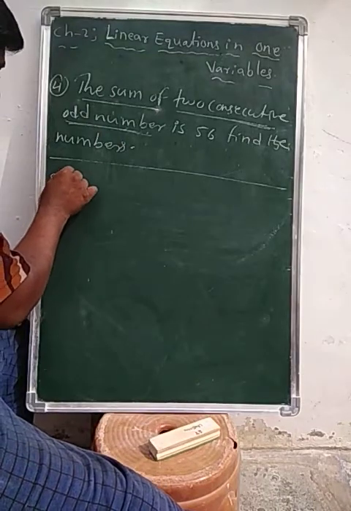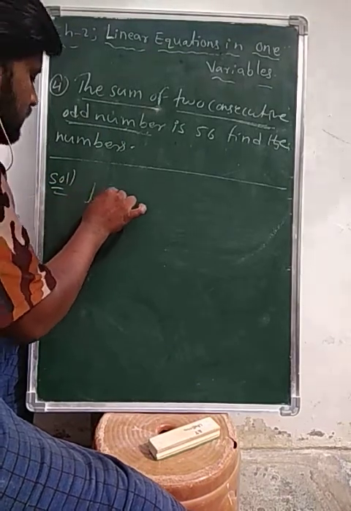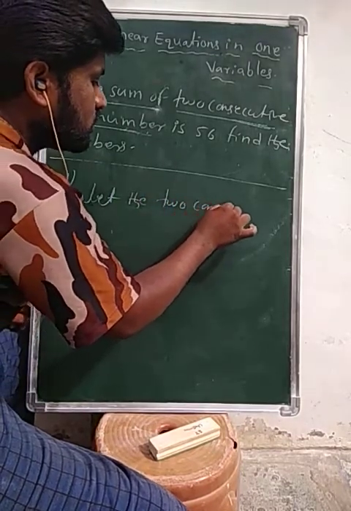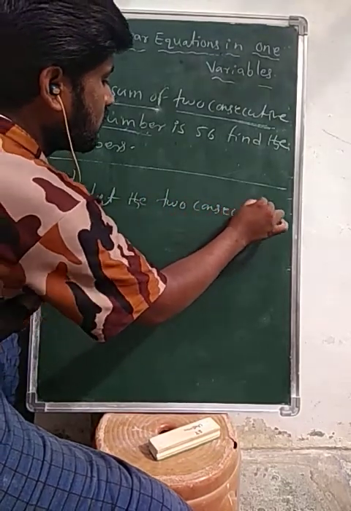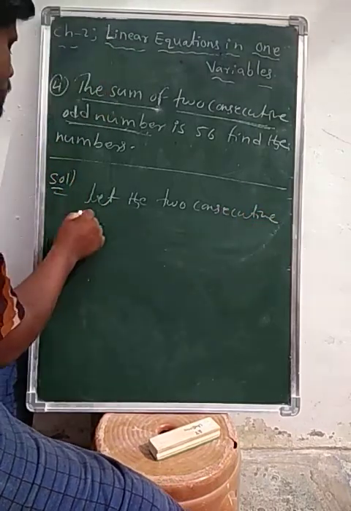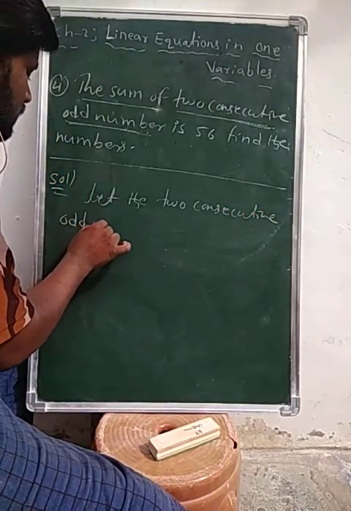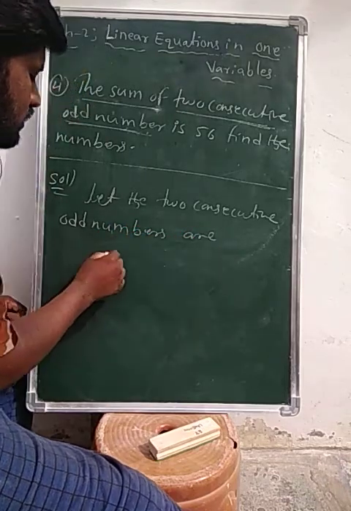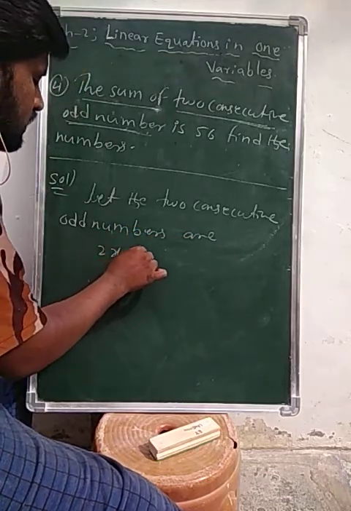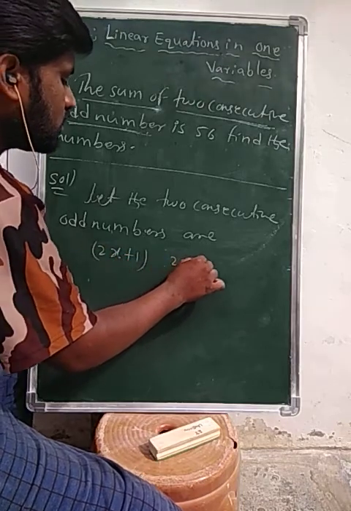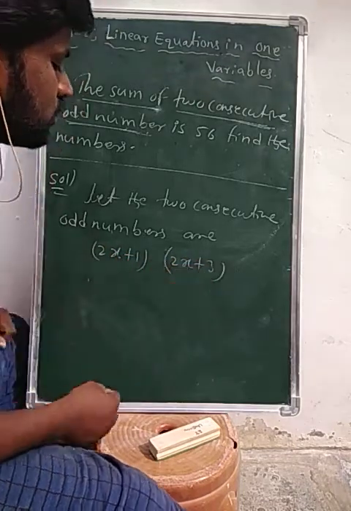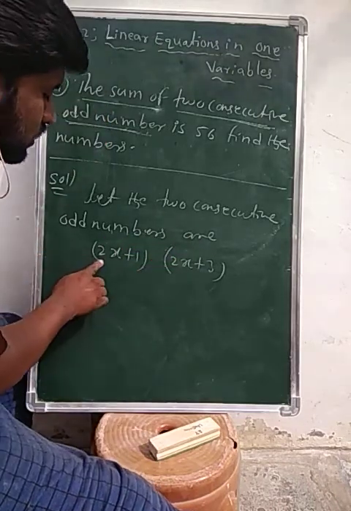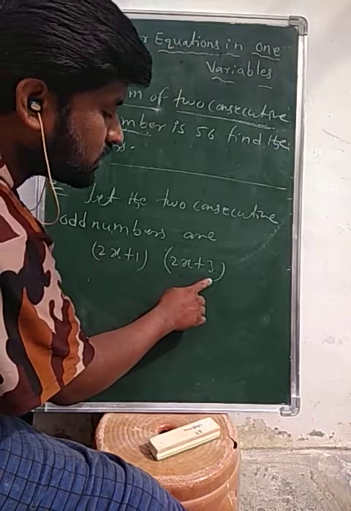Let the two consecutive odd numbers be 2x plus 1, 2x plus 3. Okay, what are the two consecutive odd numbers? That is 2x plus 1, 2x plus 3.